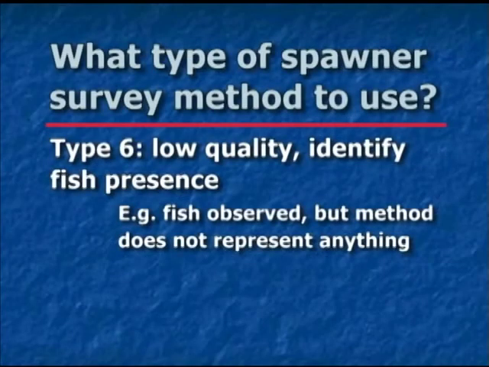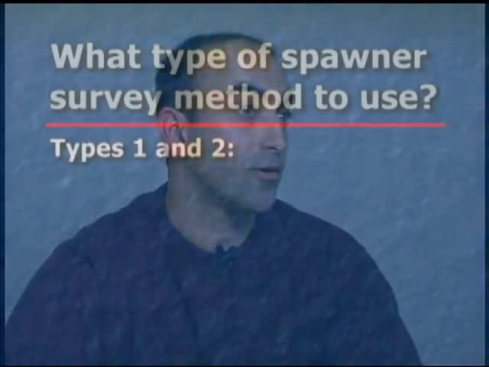Type 6 is a low quality method which just indicates if fish are present. So it's just a record of whether fish were observed, but the method really has low utility other than just saying that there were fish there. It doesn't typically collect enough information to indicate that they weren't there.